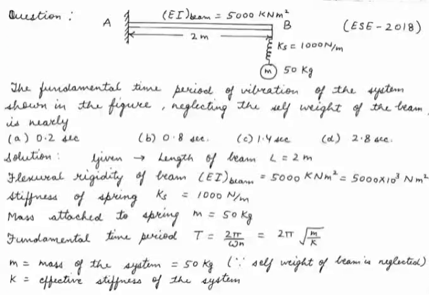The fundamental time period T is equal to 2 pi upon omega n, where omega n is the natural circular frequency of the system, which is equal to under root k by m. So time period will be equal to 2 pi under root m by k. M is the mass of the system. Since the self weight of the beam is neglected, the mass of the system will be equal to the mass attached to the spring, 50 kg. K is the effective stiffness of the system. We can also call it equivalent stiffness of the system.